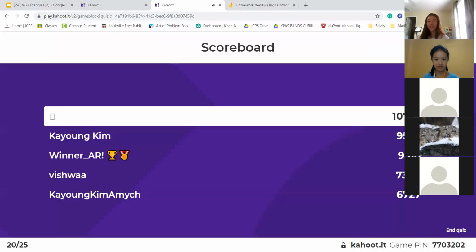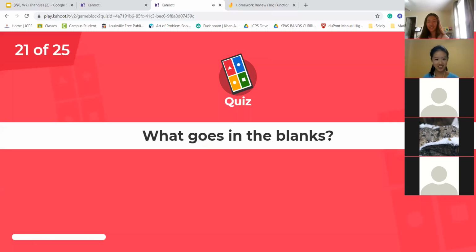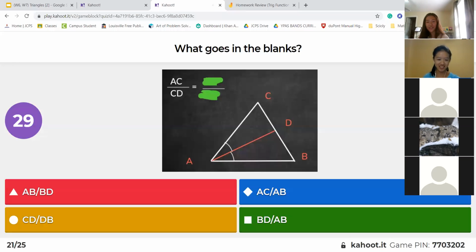Sorry guys, we don't have time right now, so we just gotta hit yellow somehow. What goes in the blank? I want to figure out what this is. You should do this. I like this.